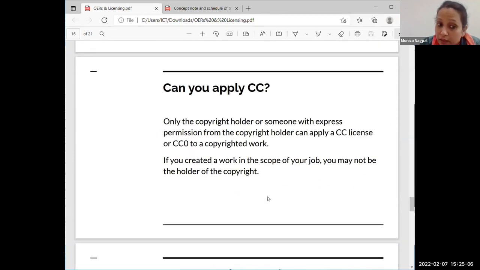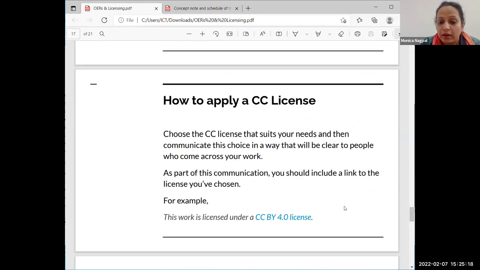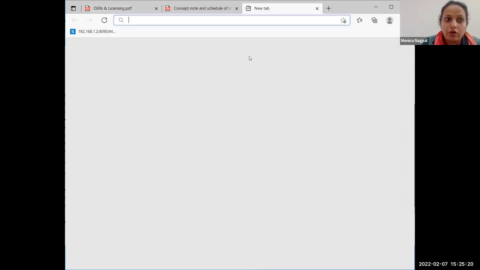Now, how to apply a CC license? That is also an important thing. We will see now how to apply a CC license. So I am going on to a website. Can you see a blank page on my screen?